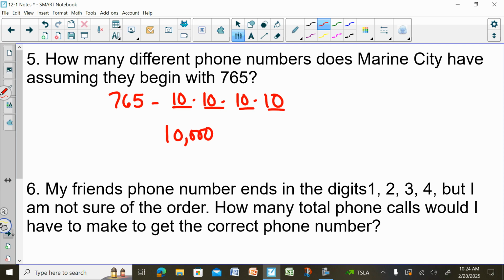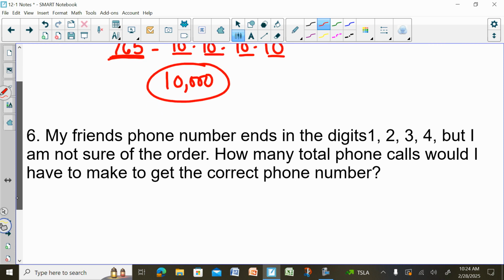Now, as communities grow, fax numbers, there could be fax numbers with 765. Sometimes they have to come up with a different 3-digit number to represent that city because we run out of phone numbers. I don't think that's a problem with landlines anymore with the introduction of cell phones.